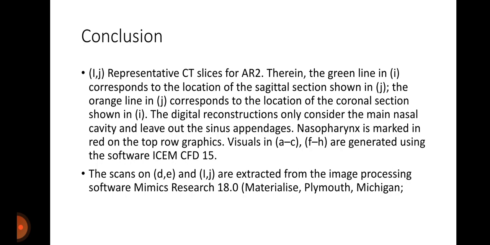Conclusion: Representative CT slices for AR2, wherein the green line in I corresponds to the location of the sagittal section shown in J, and the orange line in J corresponds to the location of the coronal section shown in I.